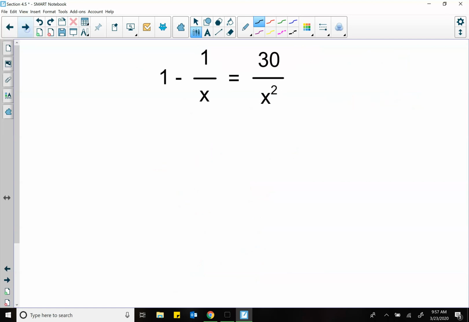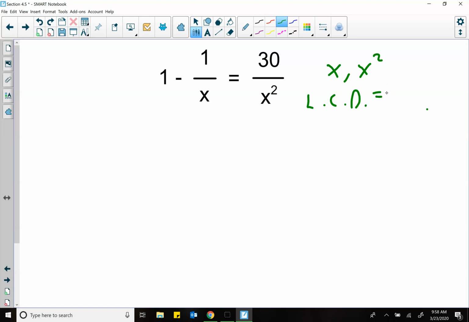So I got 3 more here. Let's go ahead and do another one together. And then I'm going to show you the last 2, and you'll pause the video and go at them. So on this guy, what are my denominators? x and x squared. So we need to find the LCD.